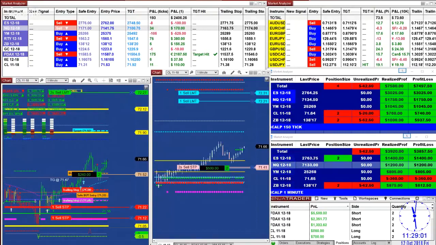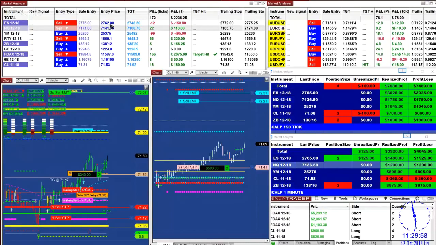Short trade on the Nasdaq, short trade on the ES, guys. The market started going down. The entry price is right there. You can put a sell limited order on a sim, please. I don't know if you can beat that anymore. It's 41.75 is the sell order.